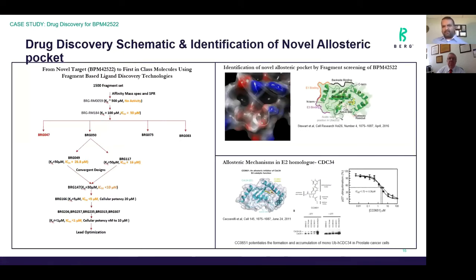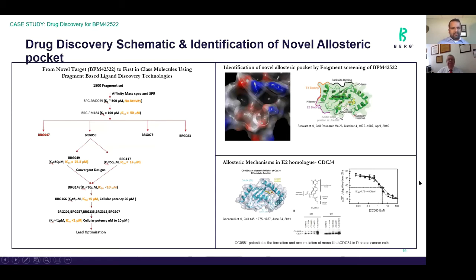Being a new target, and again, E2s were considered to be challenging to drug because of the conserved active site, we went on a discovery mode, trying to identify some novel pockets that we could develop molecules around. We took a fragment-based approach, using a commercially available set of 1,500 fragments. Using affinity mass spec and SPR, we were able to come down to two fragments that we could take further into development. Development in the sense, discovery rather, lead ID and lead optimization. Right now, we have finished lead optimization. We have nominated a candidate molecule for development.